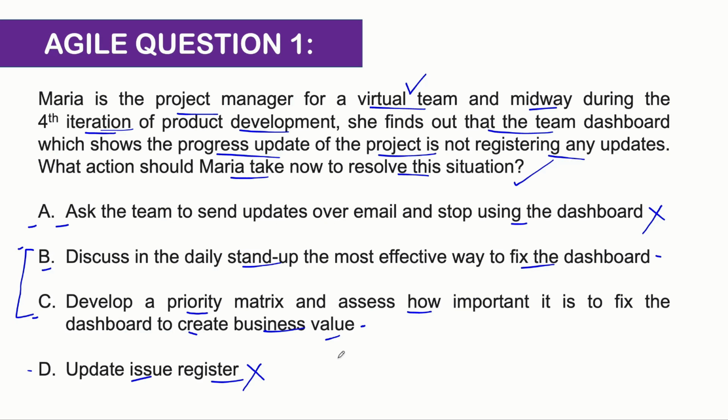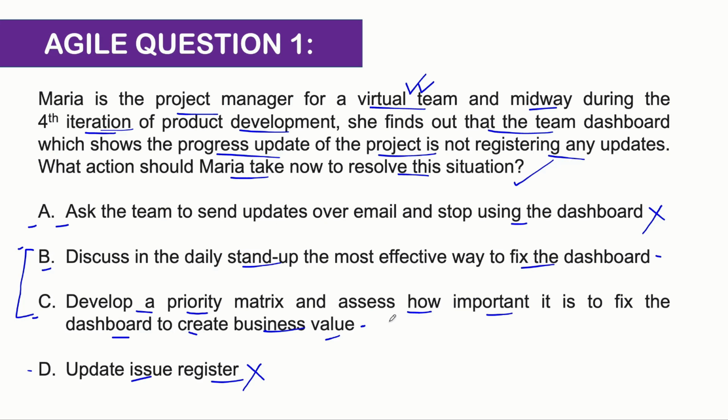Now it's very important, guys, that you understand that developing a priority matrix to assess how important it is to fix the dashboard to create business value is, let's say, a redundant option, okay? Because in the end, the team was using this dashboard for the first, second, and third iterations. And since it's a virtual team, as we have seen right here, it's very important to keep that single point of communication, which is the dashboard, across multiple members placed across different geographies, okay, to function well. So that's very, very important.